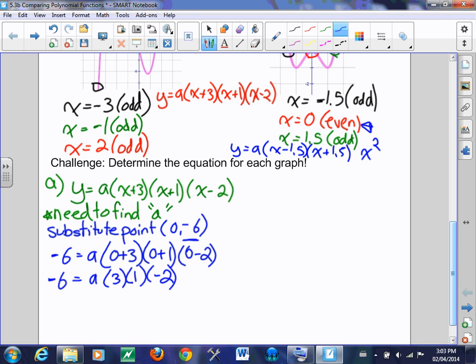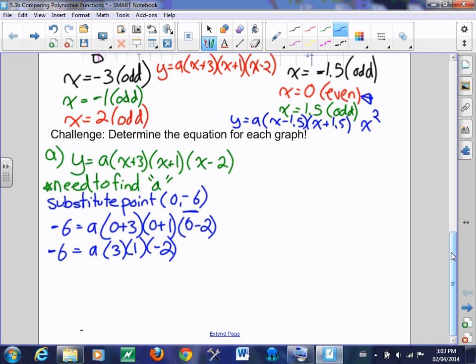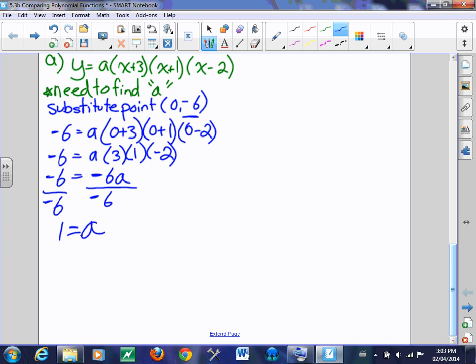And all we need to do is find a and then sub it back in. So negative 6 equals negative 6a. To get a by itself, divide by negative 6. Whatever you do to one side, you do the same to the other. So what do we get here? 1 equals a. So therefore, my equation is y equals x plus 3 times x plus 1 times x minus 2.